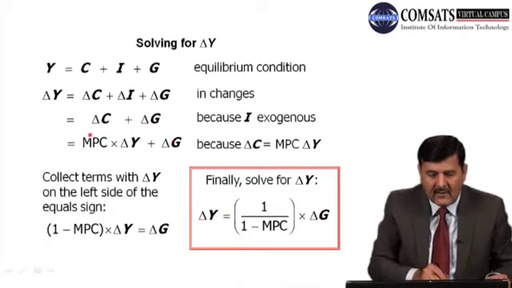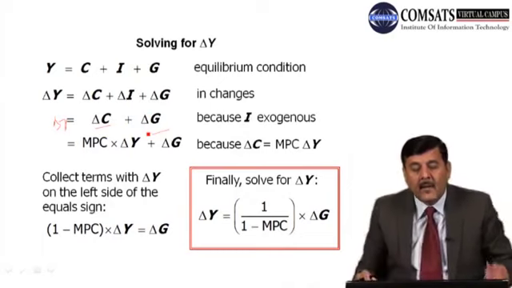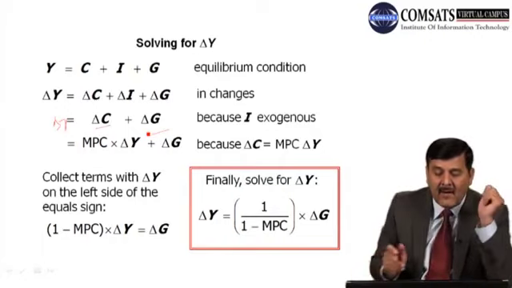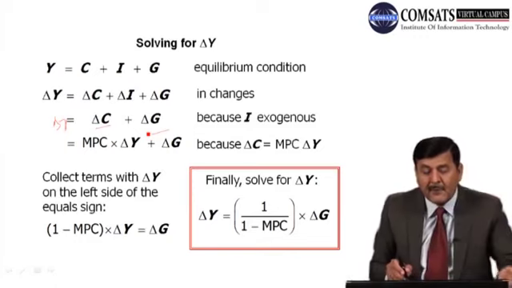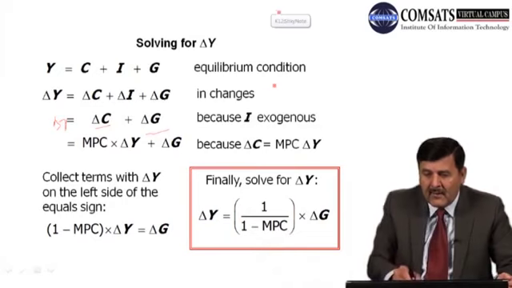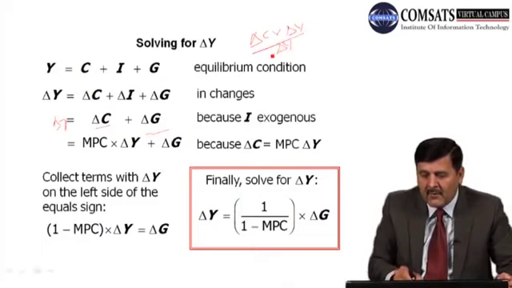delta Y is equal to delta C and delta G. Now as we know that delta C basically is equal to MPC into delta Y, if we multiply this term delta C with delta Y and divide by delta Y, it can also be written as delta C over delta Y into delta Y.